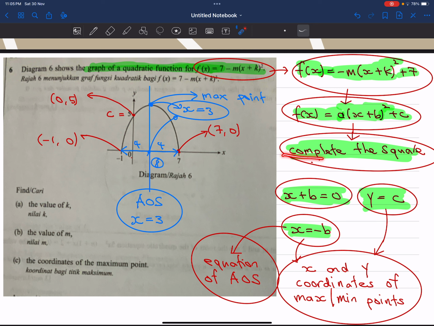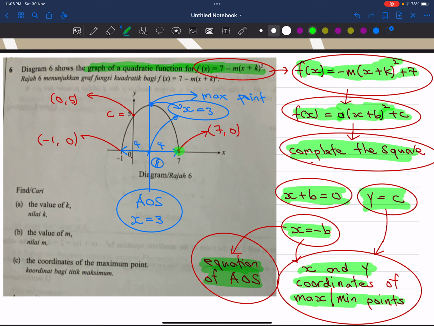That means from the complete the square function, I can get the x coordinate and y coordinate of the maximum or minimum point. In this question, of course, it is a maximum point because the graph shape is n. And another thing, this x coordinate is the same as the equation of the axis of symmetry. Now we go back to the graph and complete the graph.